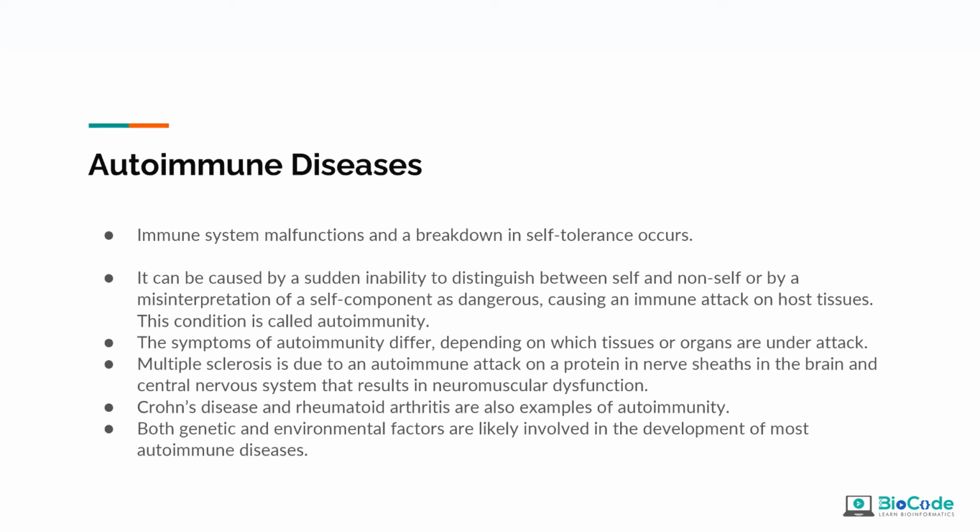For example, we have an autoimmune disease, multiple sclerosis. It is due to the autoimmune attack on a protein in the nerve sheaths in the brain and central nervous system. So this malfunction results in neuromuscular dysfunctions. Another example is Crohn's disease, and rheumatoid arthritis, which is very common, is also an example of autoimmunity. The reasons for autoimmune diseases can be both genetic and environmental factors.